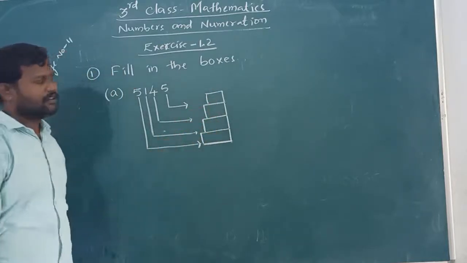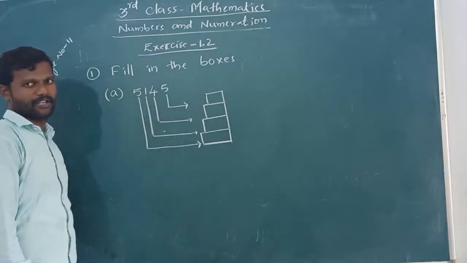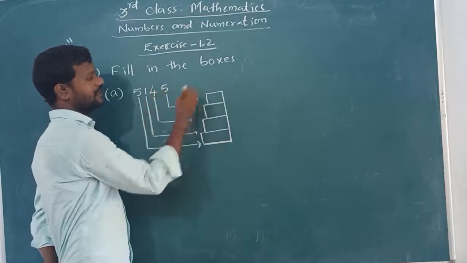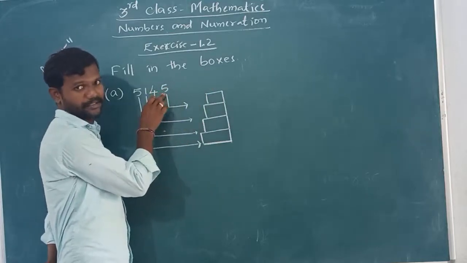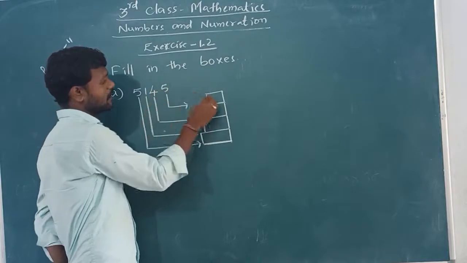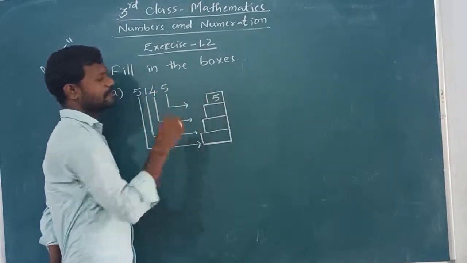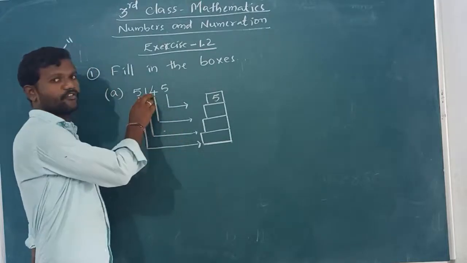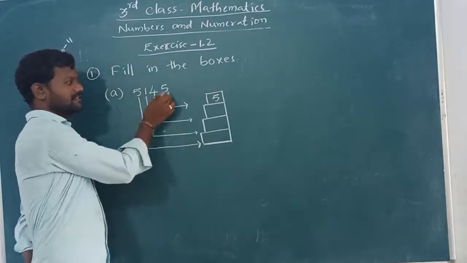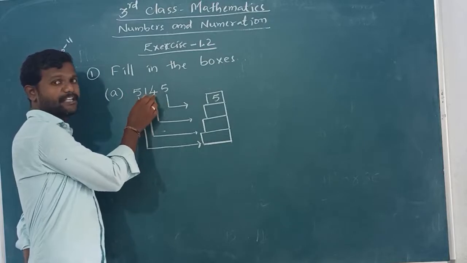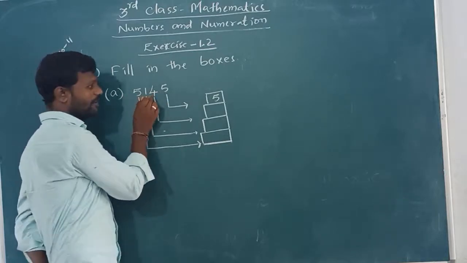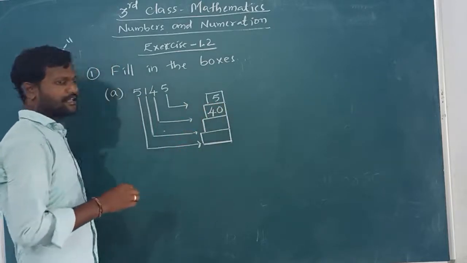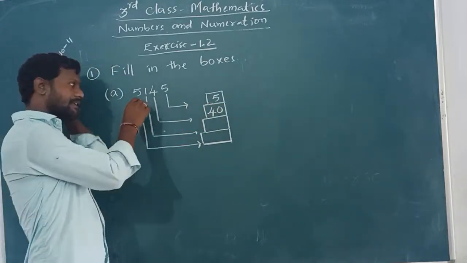How can we fill? By place values. So 5 is in which place? 5 is at the end, so it is in ones place. 5 ones are how much? 5. So this is the place value of 5. Fill like that. Next, 4 is in which place? Ones, tens. So 4 is in tens place. So 4 tens means what? 40.